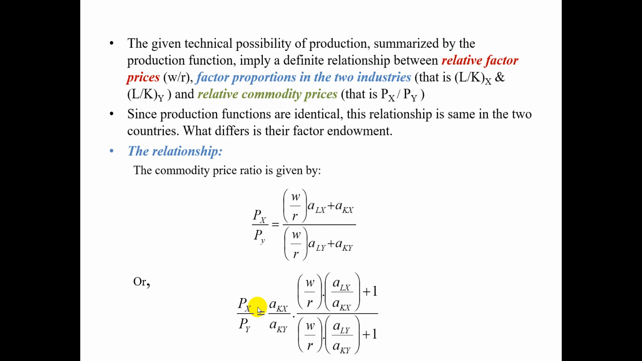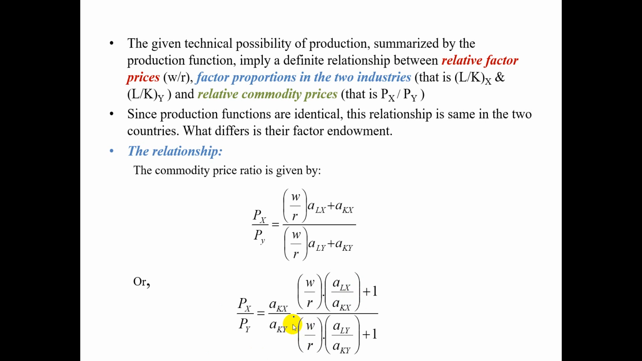So further manipulation, we have taken out AKX by AKY. So the numerator becomes W by R into ALX by AKX plus 1. Now this ALX by AKX is nothing but the labor capital ratio in industry X, because Aij is the amount of ith input necessary to produce 1 unit of jth output.